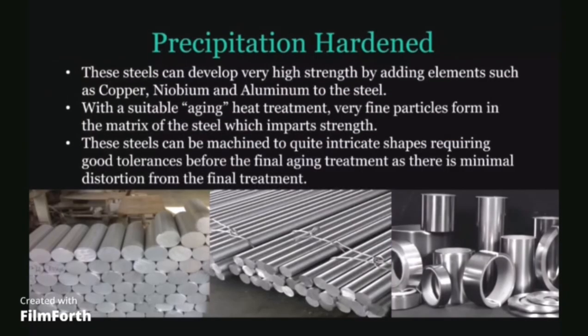And then the last one is precipitation hardened. These steels can develop very high strength by adding elements such as copper, niobium and aluminium to the steel. With a suitable aging heat treatment, very fine particles form in the matrix of the steel which imparts strength. These steels can be machined to quite intricate shapes requiring good tolerances before the final aging treatment, as there is minimal distortion from the final treatment.